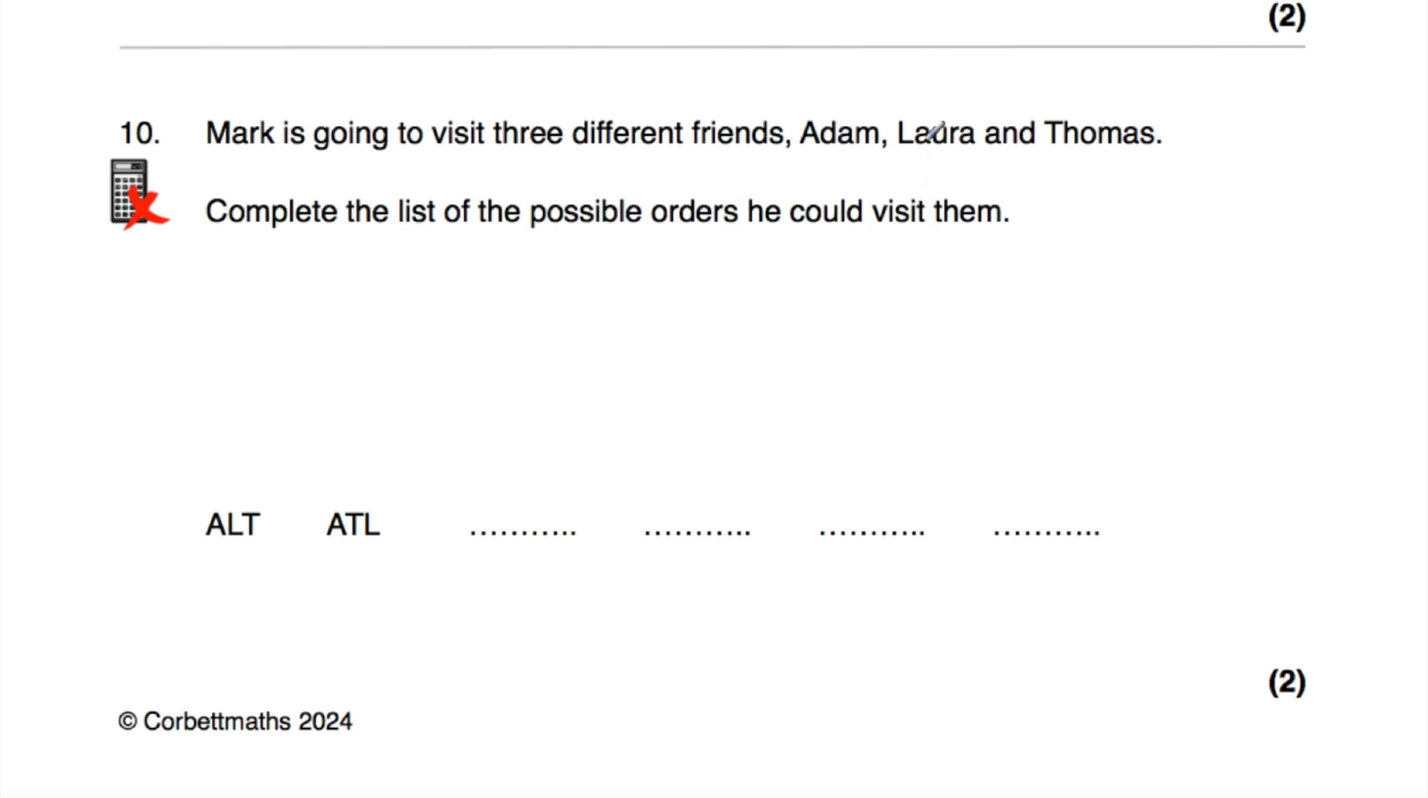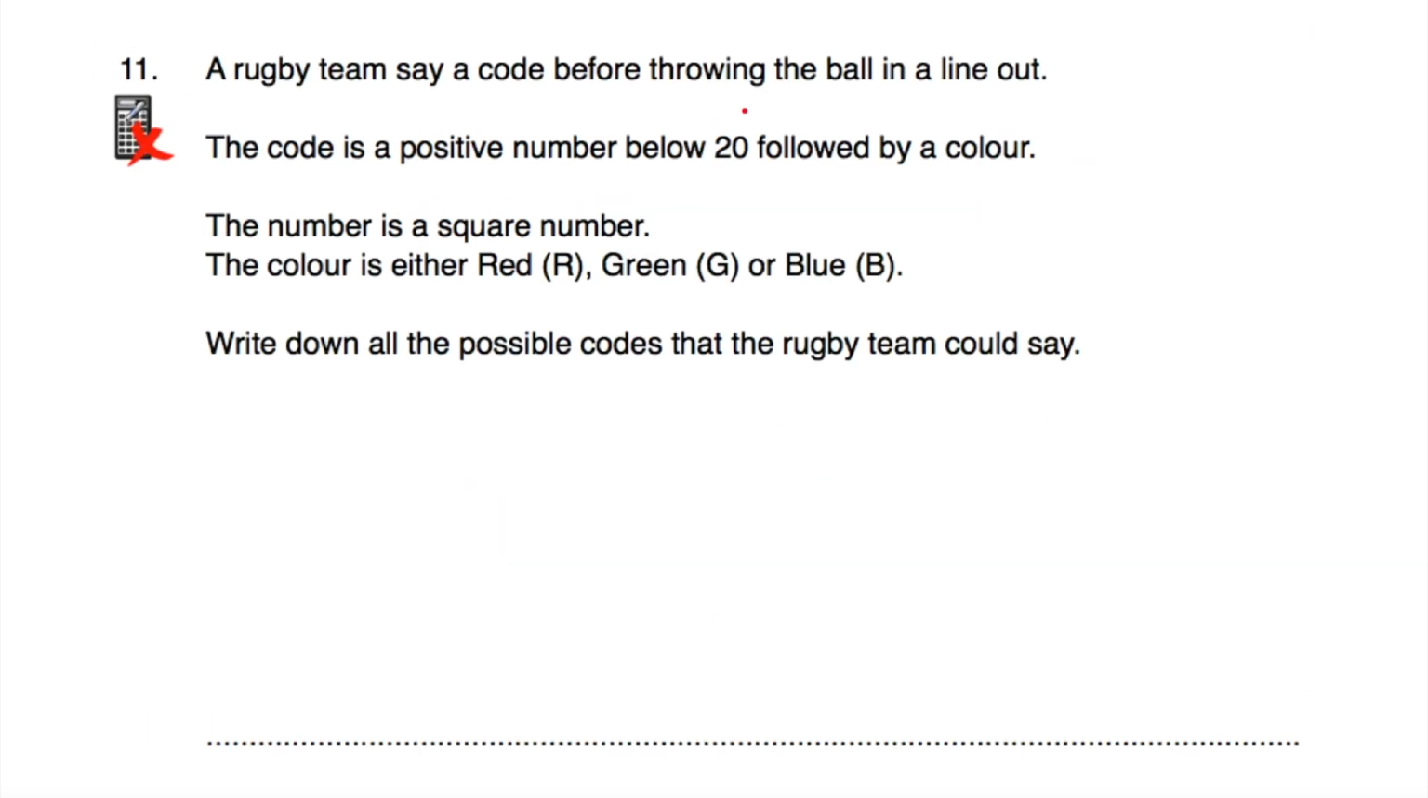Now let's consider the options if he visits Laura first. So it could be Laura, and then he could visit Adam and then Thomas, or he could do Laura first and then Thomas and then Adam. So these two could be in either order. And then finally he could visit Thomas first, and then he could visit Adam and then Laura, or it could be Thomas and then Laura and then Adam, just the other way around. So they're the possible orders that he could visit his friends in. And that's it.